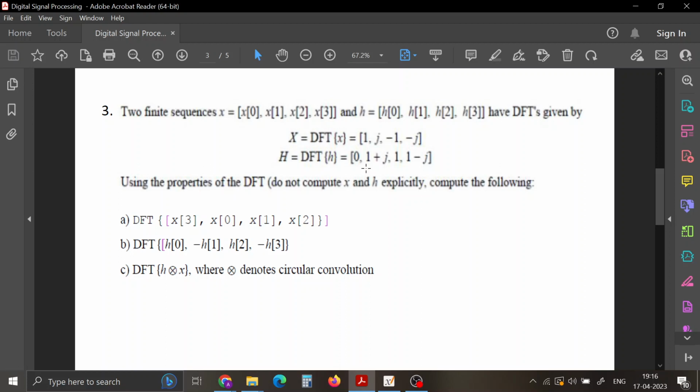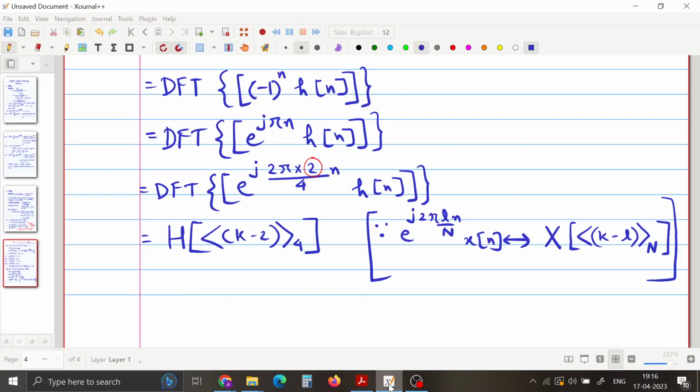So 0, which was previously in the first place, will now go to the third place. Correct? 1 plus j, which was sitting in the second place, will now go to the last, or the fourth, place. Similarly 1, which was sitting in the third place, will now come to the first place, because it's a right cyclic shift by 2 units. See? So exactly following that, you will get this sequence.